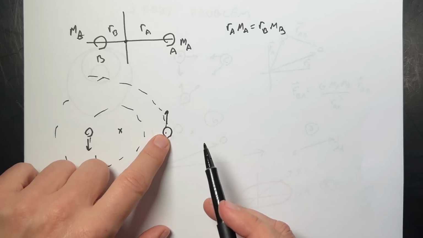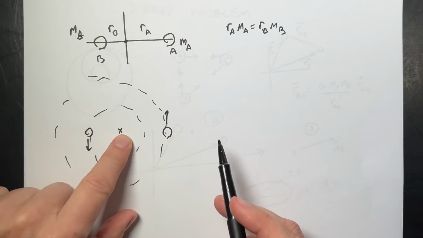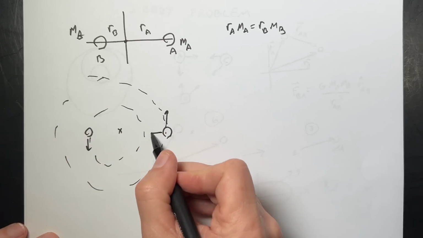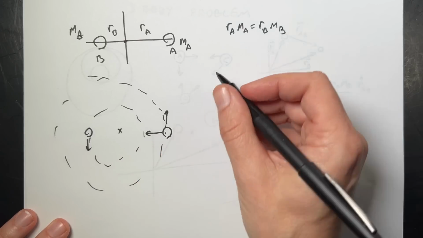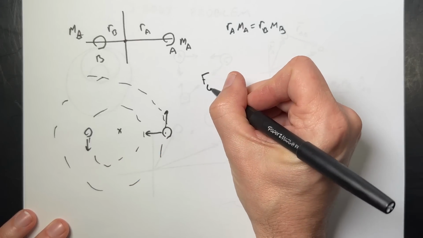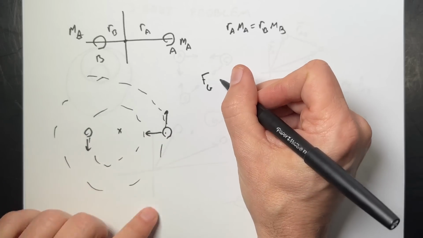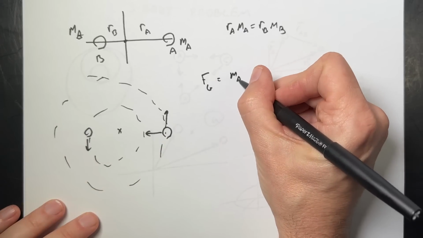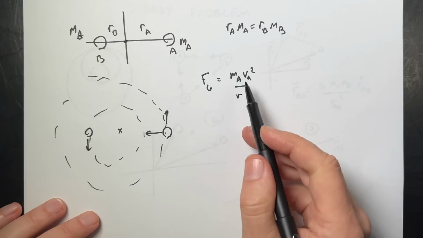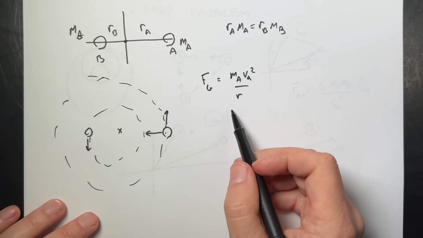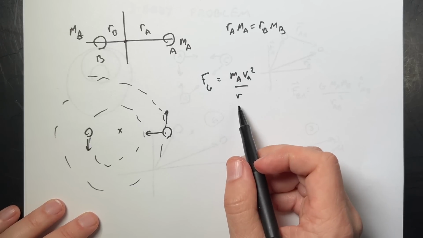And so in that case, I can calculate the velocity by finding the gravitational force, which points towards the center, and using the definition of centripetal acceleration. So I can say that the gravitational force, I'll call it Fg, on this A right here, is going to be m_A v_A squared over r. m v squared over r is the mass times acceleration for moving in a circle.